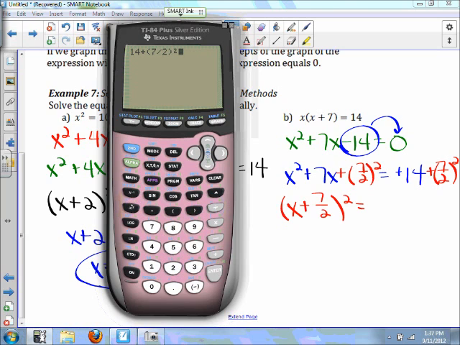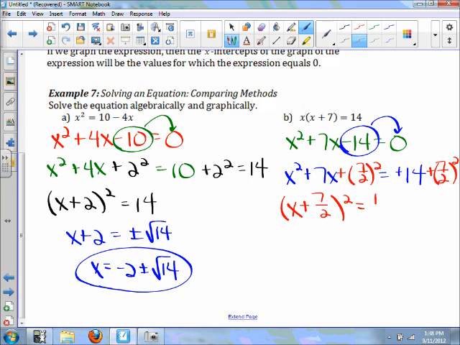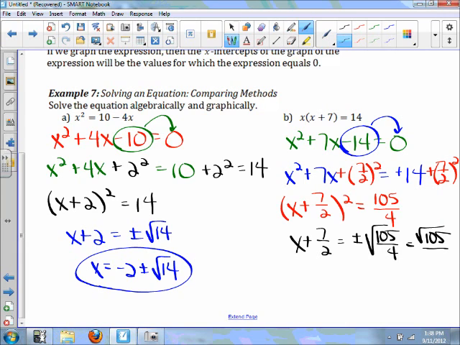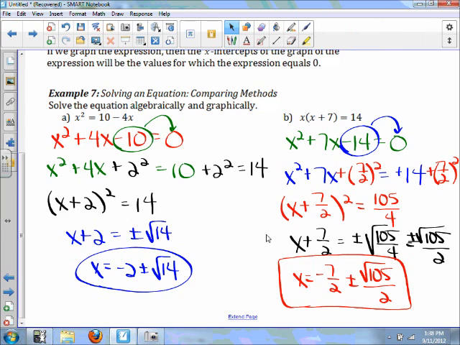So we'll have this. You're going to get 26.25, or if you press math, enter, enter, you get 105 divided by 4. We're going to take the square root of both sides. When we do some simplifying, you'll get this, which means x will equal negative 7/2 plus or minus the square root of 105 over 2.